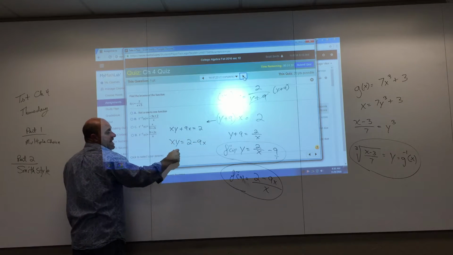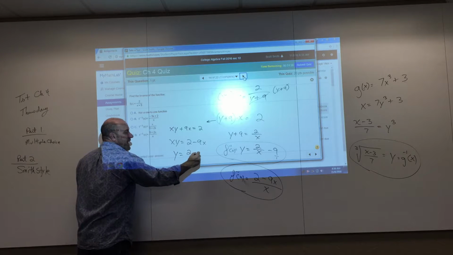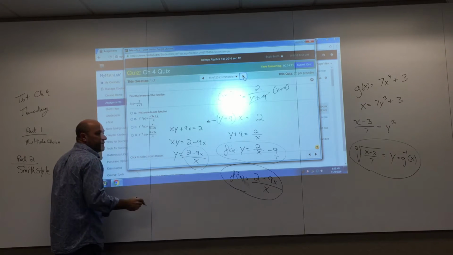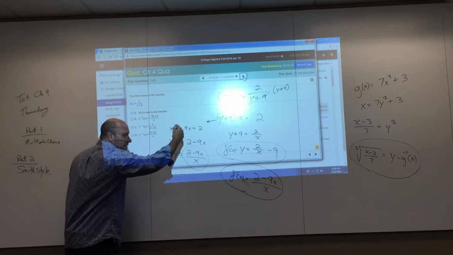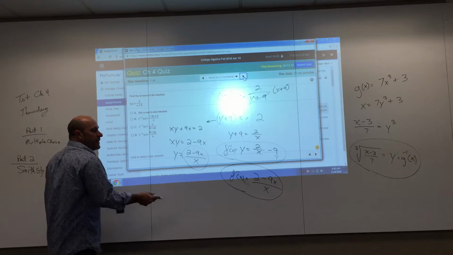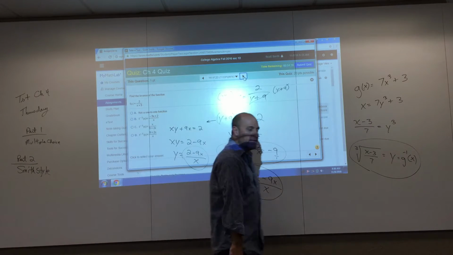Trying to solve for y, divide by x. 2 minus 9x, the whole thing divided by x. That's the inverse function. So, I don't know, I've done algebra 3 ways here for you. That's how algebra works. You can do it a lot of ways. But we got our answer.